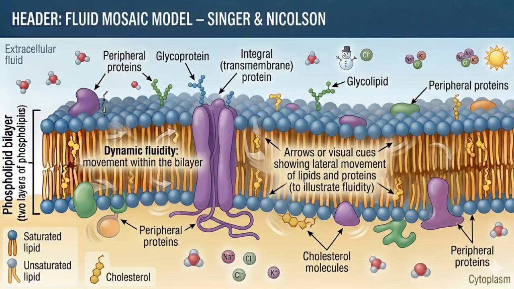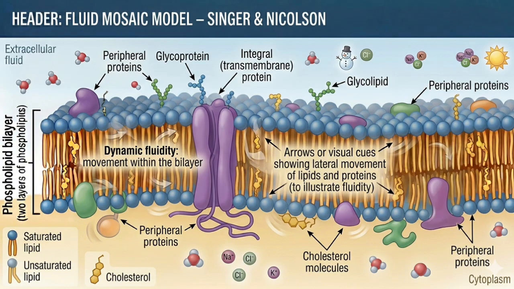Then came one of the most famous experiments in cell biology. Scientists took two different cells, one human, one mouse. They labeled their membrane proteins with different colors, one green, one red. Then they fused the two cells together into one. At first, something predictable happened. One side was green, the other side was red.